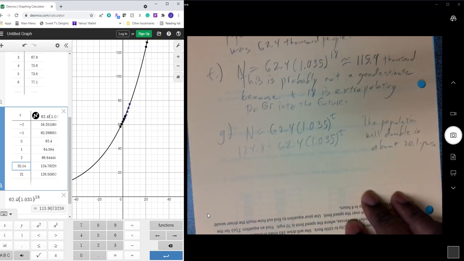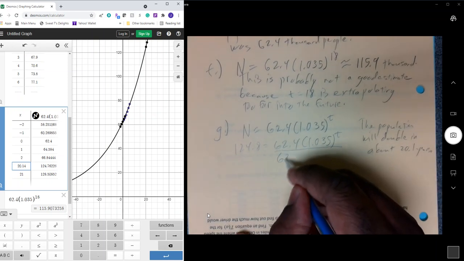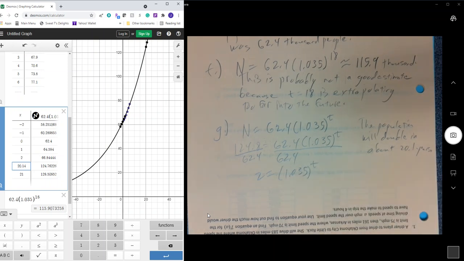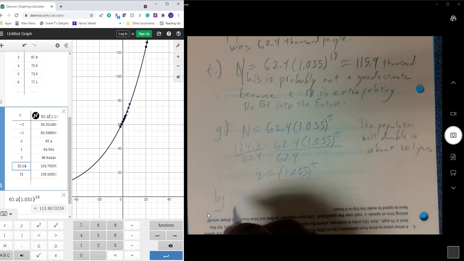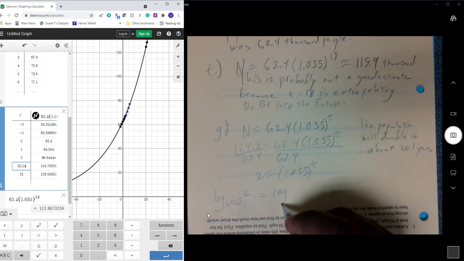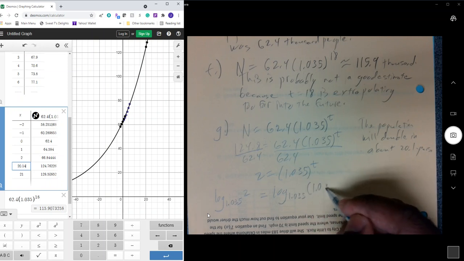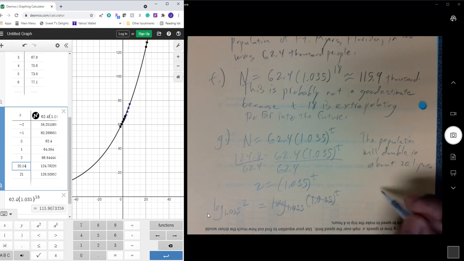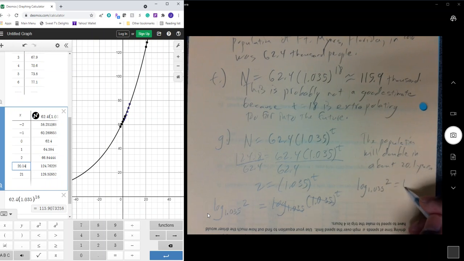Now, doing this by hand, we could divide each side by 62.4. So this would be 2 is equal to 1.035 to the t power. Now we have not done logarithms yet, but this is what you would end up doing in order to solve for this. You would take log and you would make this value your base, log base 1.035 of 2 is equal to log, this is your base, of 1.035 to the t. This log and base will simplify each other out, and you will have, I'm going to move this over here, you will have log base 1.035 of 2 is equal to t.